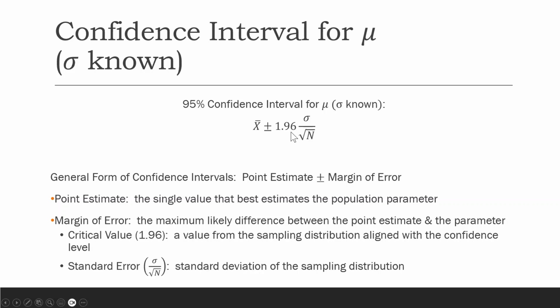The two numbers that make up our margin of error, the first one is our critical value. That critical value comes from, in this case, our normal distribution. All right. So that 1.96 in this example is our critical value. It's a value from the sampling distribution that's aligned with the confidence level. The other number in that margin of error, that product that makes up the margin of error, is your standard error. Sigma over the square root of n is our standard error. It's the standard deviation of our sampling distribution.